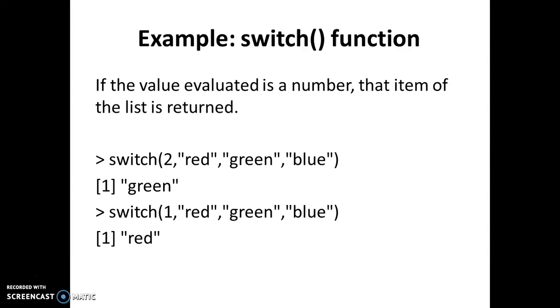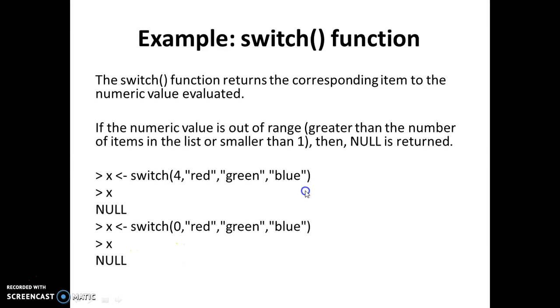Example of switch function. Here, if the value evaluated is a number, that item of the list is returned. Switch 2 with red, green and blue as the options matches the second string in the list. Then here we can see switch 1, red, green, blue. It matches the first string in the list, so we got red as the output.